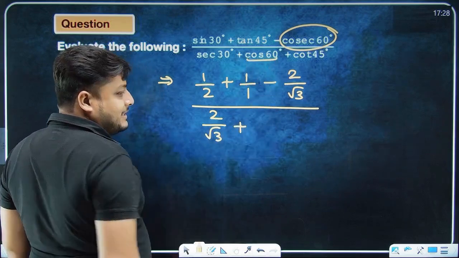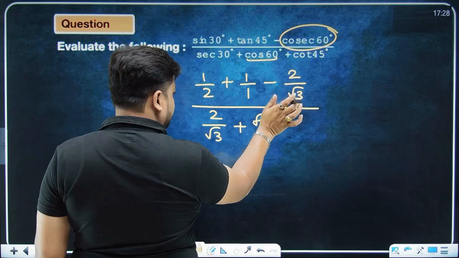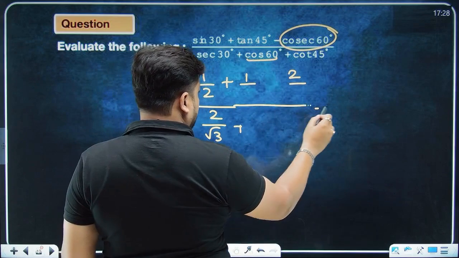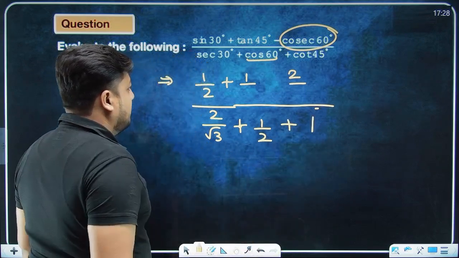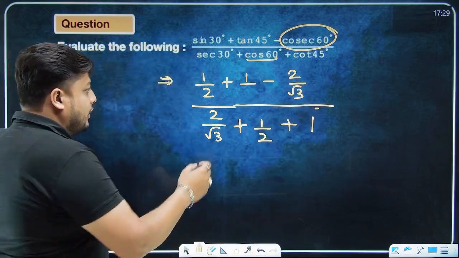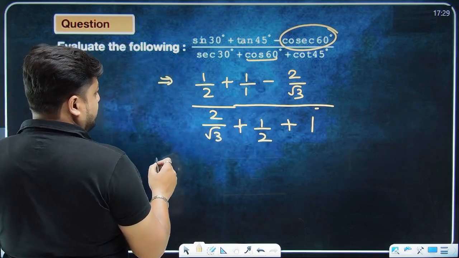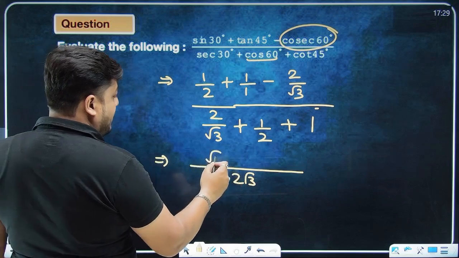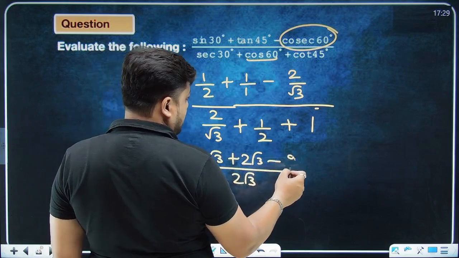Plus what is cos 60? Sorry. Cos 60 is 1 by 2 and cot 45 is 1. Okay. Here I am writing this one again, 2 upon root 3. So what you will do? You will take the LCM. In this it will be 2 root 3 only. So 2 here you will have root 3 plus 2 root 3 minus 2.